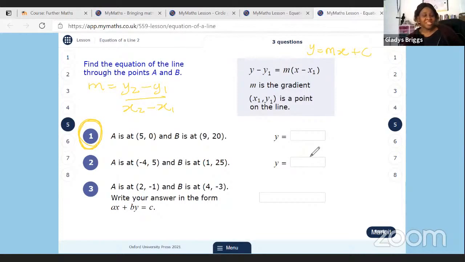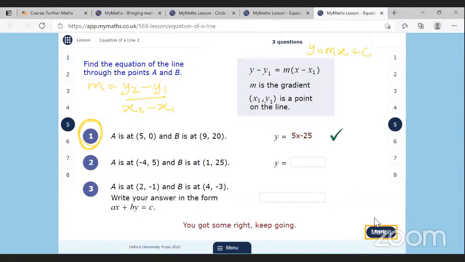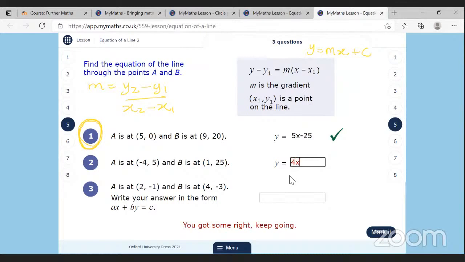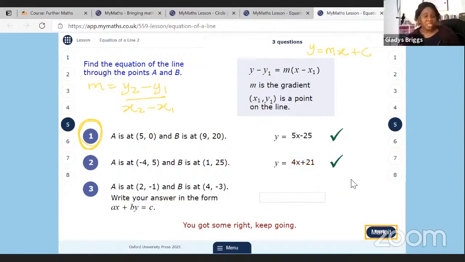Wow, so many different answers. Y is equal to 5x minus 25. Yes, that came popular. Okay, let's check. So is that for question 1 then? Y is equal to 5x minus 25 or plus 25? Well done, Reem. What about the second one then? It's 4x plus 21. Well done.